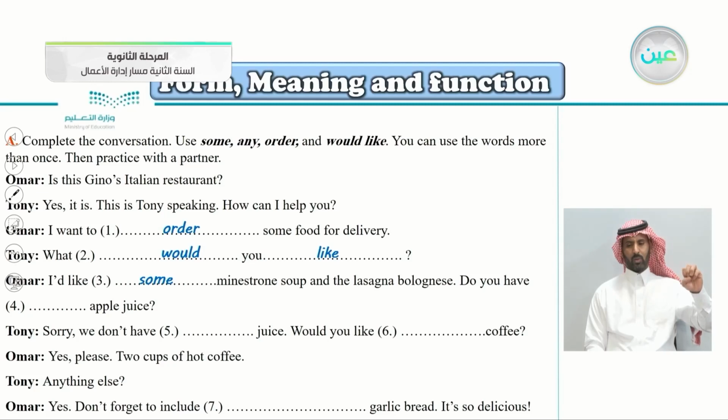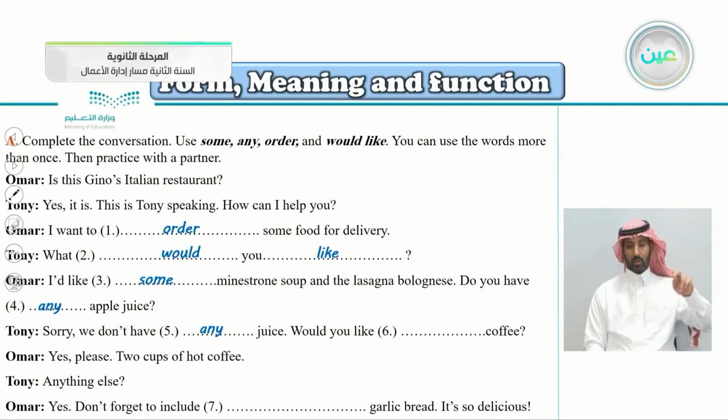I'd like some minestrone soup and the lasagna bolognese. Do you have any apple juice? This is a question. So do we put some here? Of course not. We use any, because any comes with questions and negative forms. Tony: Sorry, we don't have any juice. This is negative. So very good. Of course, it's any again.